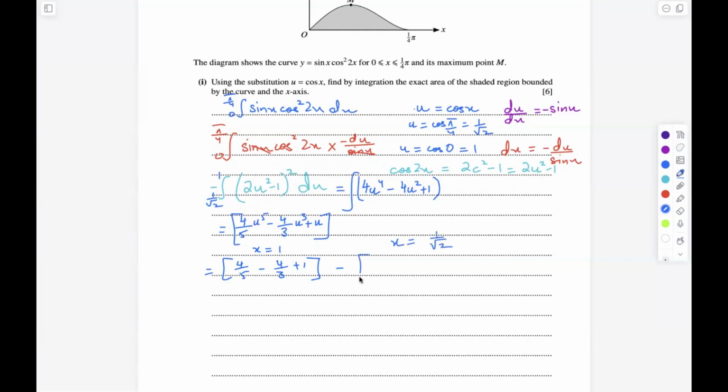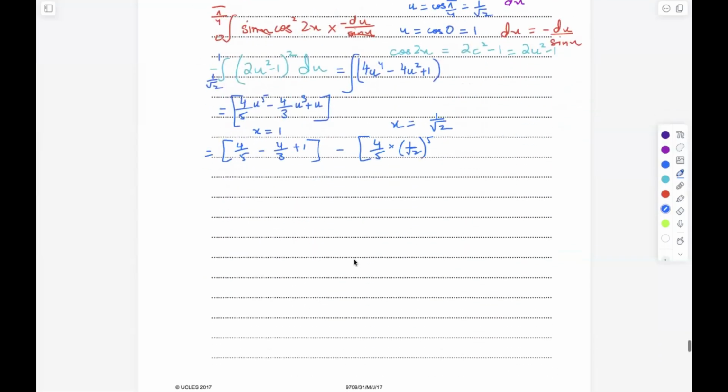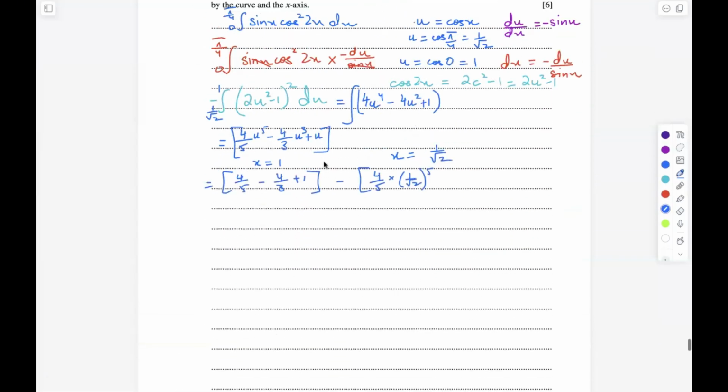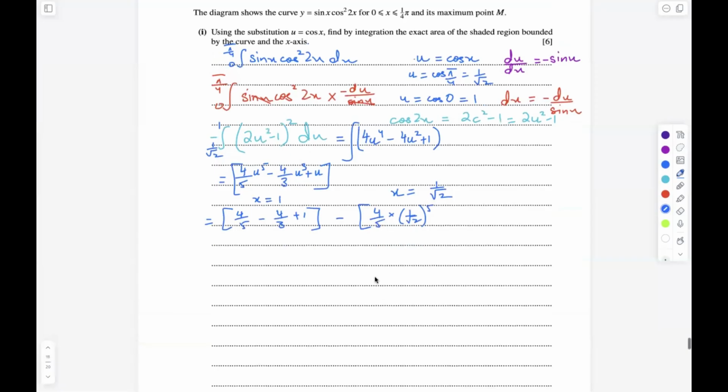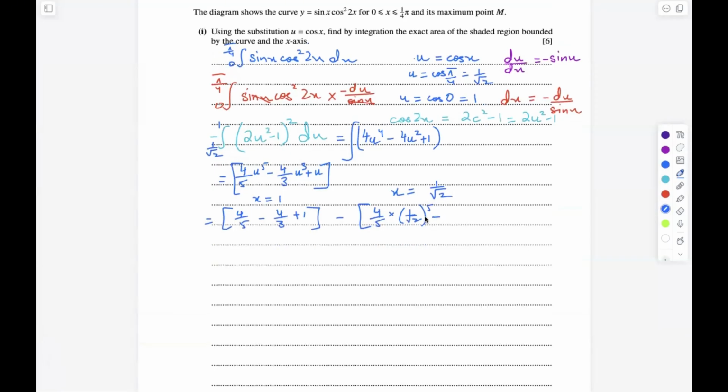So this will become minus 4 upon 5 into u to the power 5, so this will become 1 upon root 2 to the power 5. We have to make sure that all our working fits inside a single page for this answer. So this will become 4 upon 5 into 1 upon root 2 to the power 5, then 4 upon 3 into 1 upon root 2 to the power 3, plus 1 upon root 2.